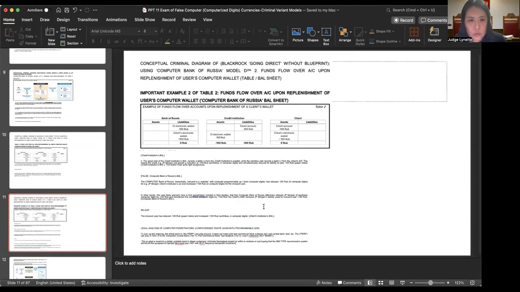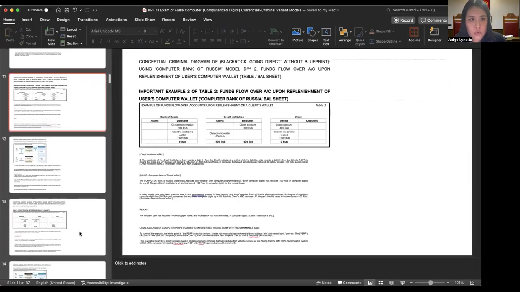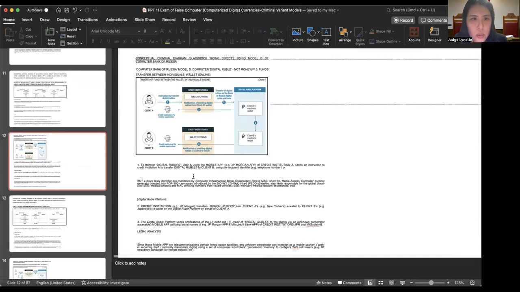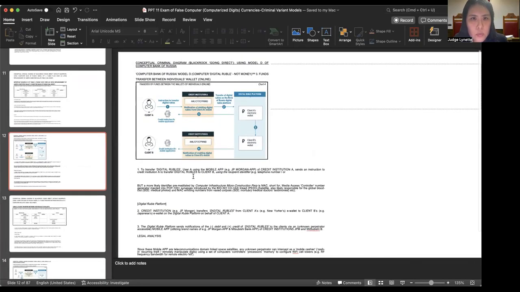Okay, so this is what I've just been explaining. This is the next set of transactions, transfer between individuals' wallets. So this one's transfer between individual wallets.